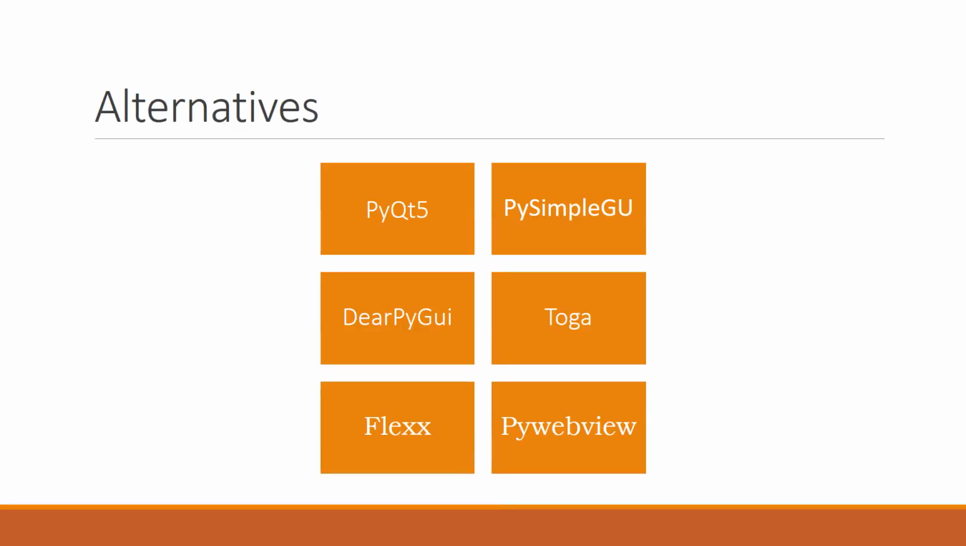Alternatives of Tkinter. Tkinter can be a good starting point for developing GUI based applications, but this is not the end of the world. You can always go ahead and explore more Python based libraries that can help you develop GUI based applications. A few of those libraries are PyQt5, PySimpleGUI, DearPyGui, Toga, Flexx, etc.